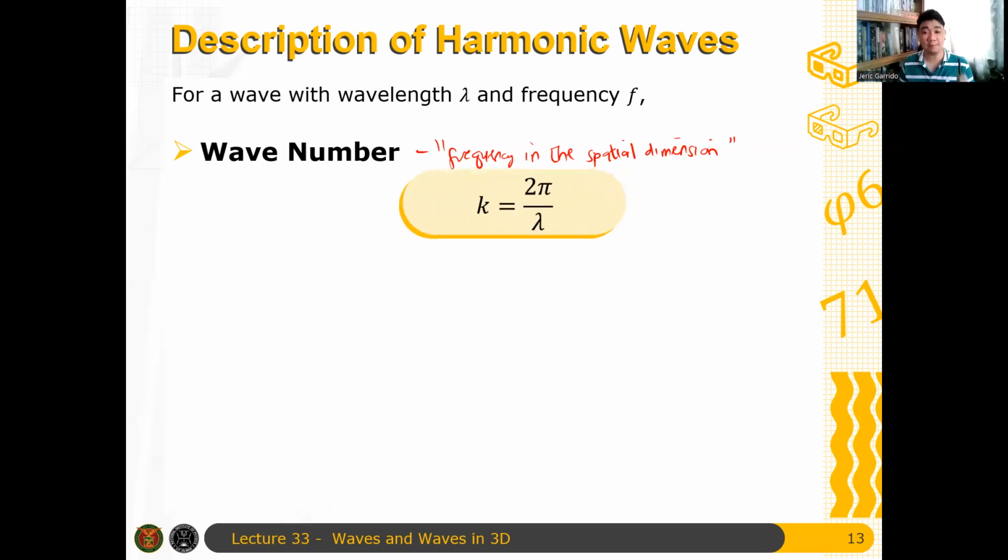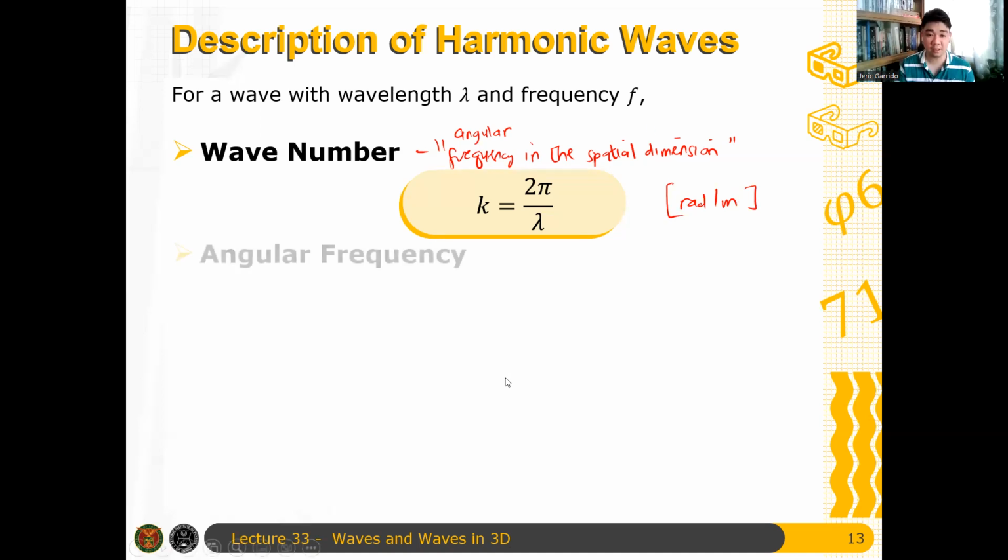It's denoted by k, which is 2 pi over lambda. Okay? Well, in particular, it's the angular frequency in the spatial dimension. Again, it's 2 pi over lambda. The units of k is inverse meter, or actually it's radians per meter. Yan yung units niya. So pag nakita kayo ng units sa radians per meter, wave number yan.